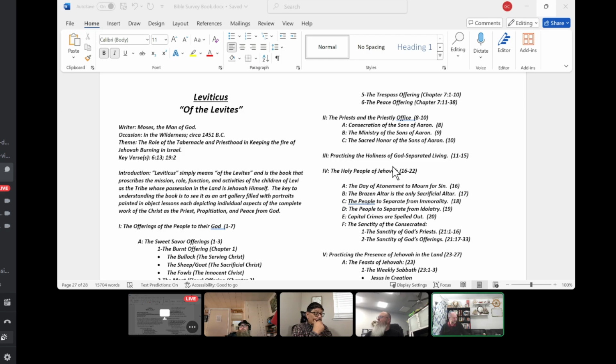From there, we go to chapters 11 through 15, the third part of the book. And I call this Practicing the Holiness of God: separated living. And he goes into detail about dietary restrictions in chapter 11, things that you can eat, things that you can't eat, clean versus unclean. And isn't it interesting that the idea of clean versus unclean things does not begin here?